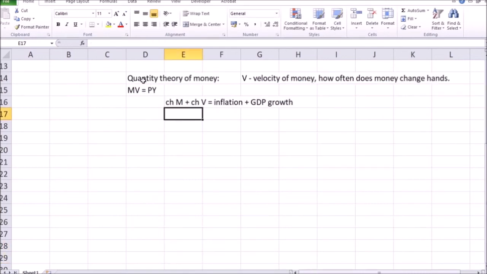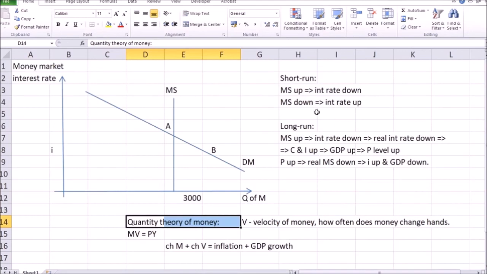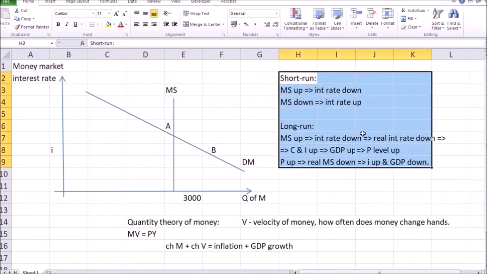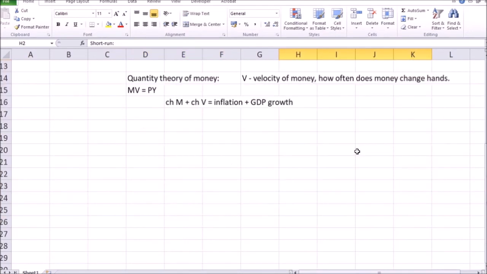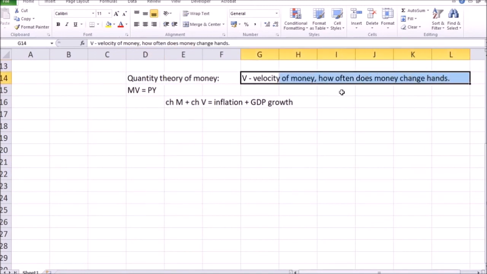What the quantity theory of money says is that by just printing money in the long term, we can't really affect GDP. We've discussed this a few minutes ago. And also, by printing money, we cannot really affect the velocity of money. The velocity of money is mostly affected by financial innovation and things like that. So money supply doesn't affect V, and it doesn't affect Y, the real GDP.